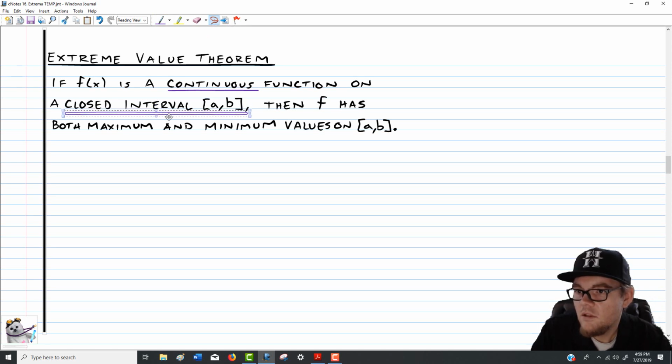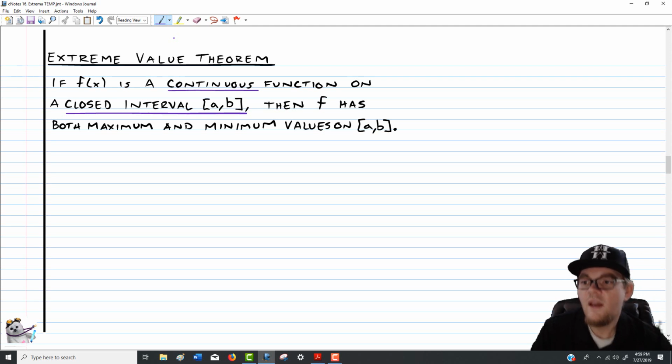In this way, we're looking at more or less the same requirements as the intermediate value theorem. They're very similar at least. In order to be eligible to continue forward, we have to have a closed interval and a continuous function. After that, what it says is if you have those two things, then f has to have both a maximum and a minimum value on that closed interval.